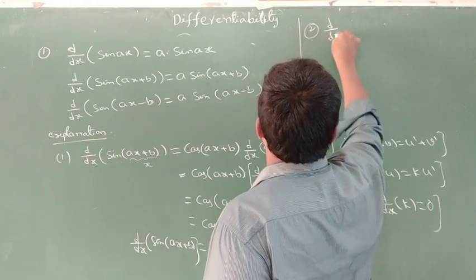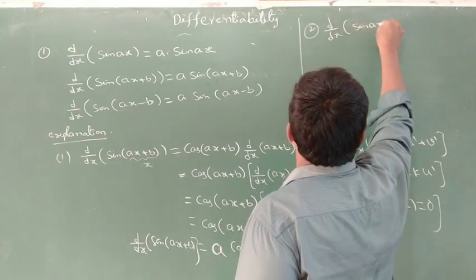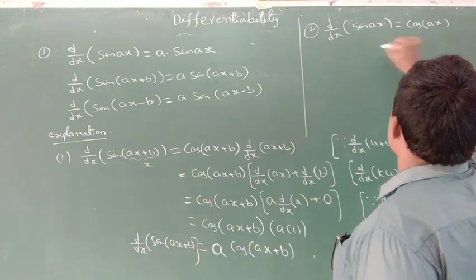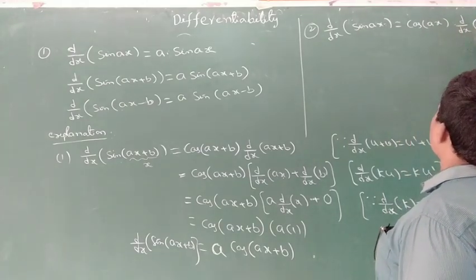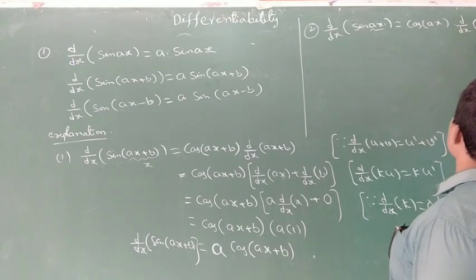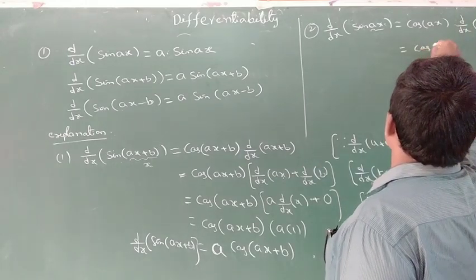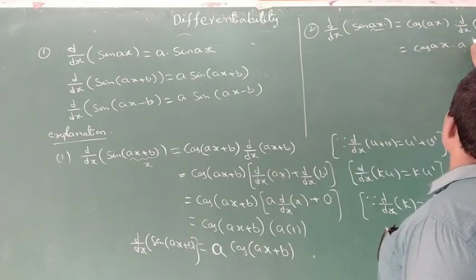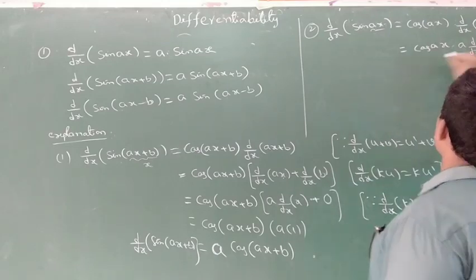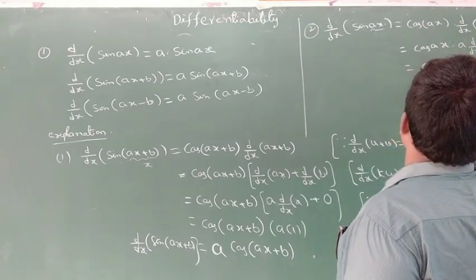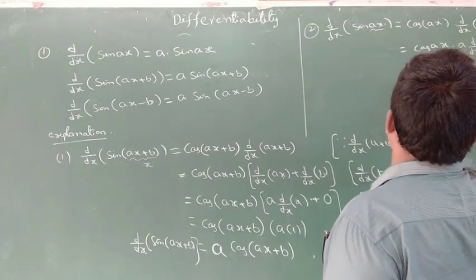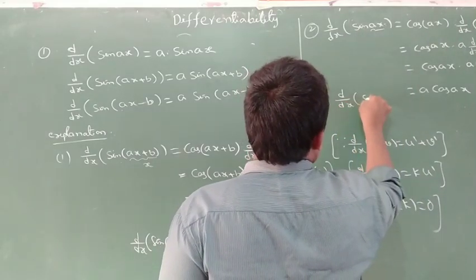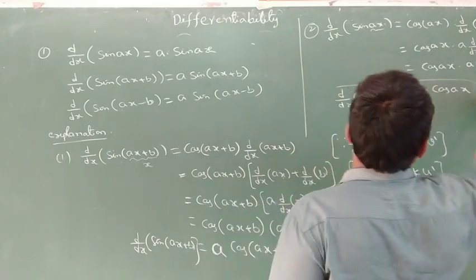So, derivative of sin ax. Derivative of the sine function is the cos function. So, cos ax into derivative of ax. Derivative of k into u is equal to k into derivative of u. So, cos ax into a into 1. So, a cos ax. That is the derivative of d by dx of sin ax.